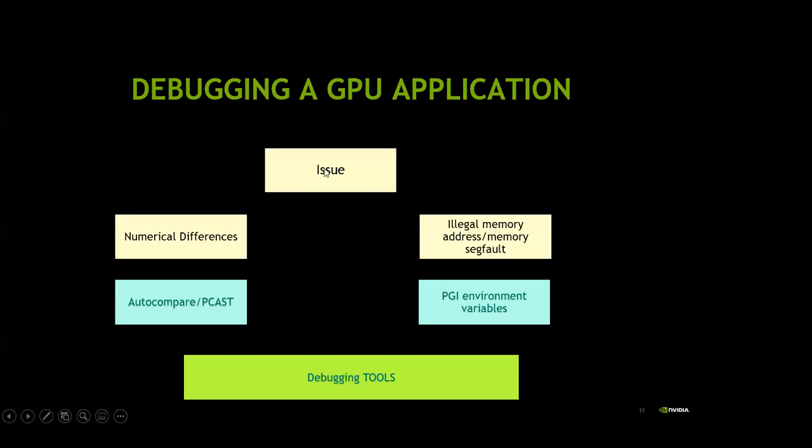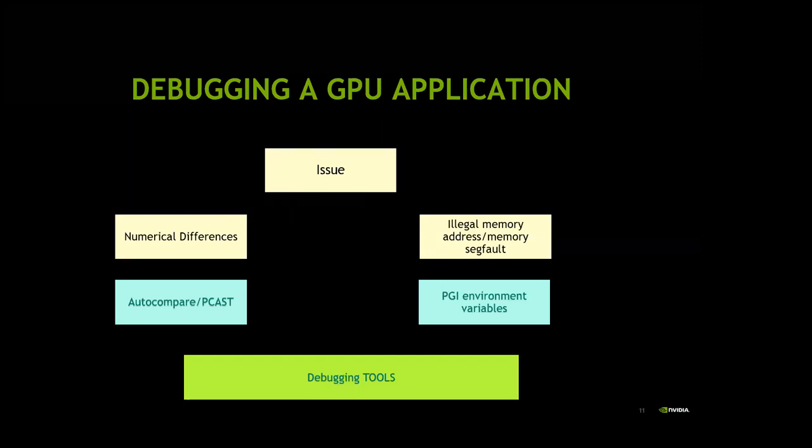So you have first to solve the issue. If you have numerical differences, there is a mechanism with the compiler, with the PGI toolchain, or now the HPC SDK, which is called PCAST and autocompare. We will see in a minute what it is about. Or you have an illegal memory address or seg fault, or this famous 700 error message. And we will see that we could use PGI environment variables for pinpointing, trying to understand what's going on in the application.